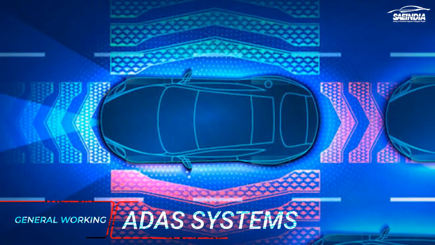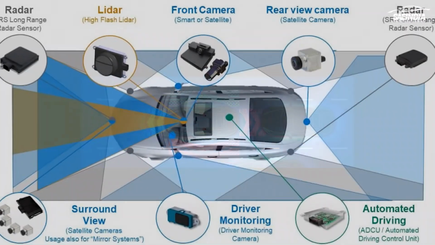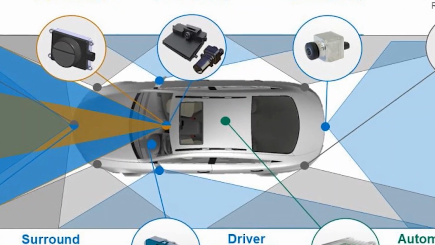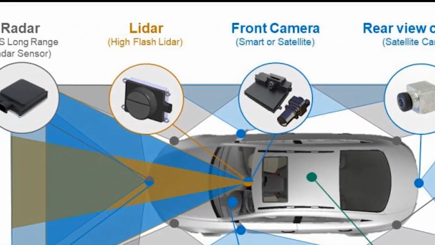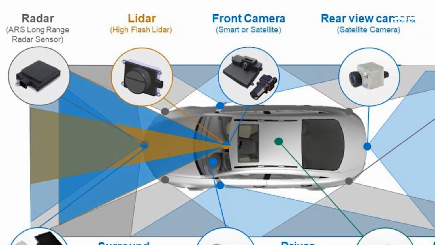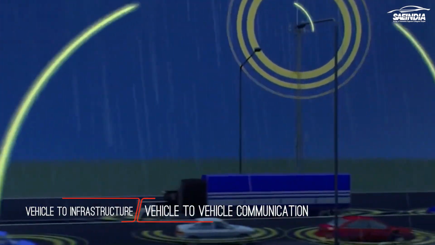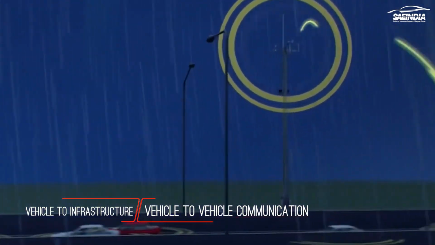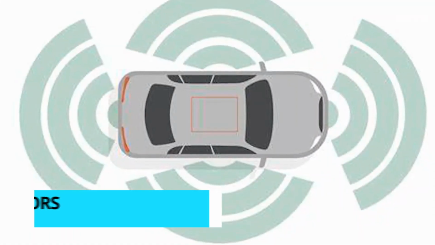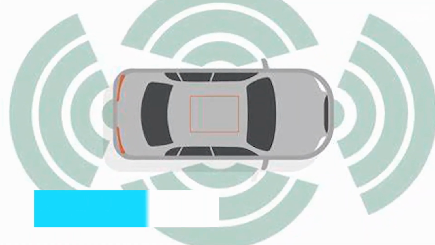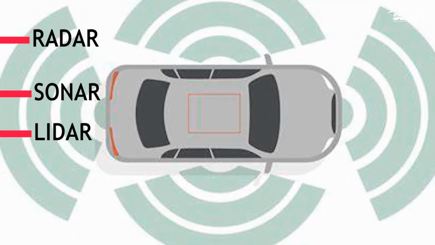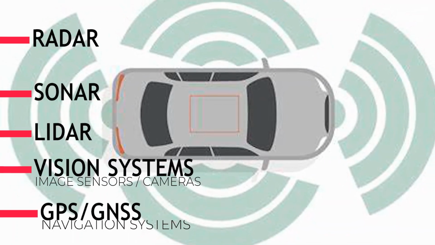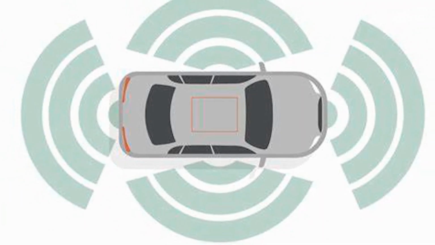The ADAS systems rely on data that describes the outside environment of the vehicle. The inputs come from multiple data sources including automotive imaging, LiDAR, radar, image processing, computer vision, and in-car networking. Other input sources can be vehicle-to-vehicle communication or vehicle-to-infrastructure communication. Let us explore the sensors used in ADAS in detail: the radar, the sonar, the LiDAR, the vision systems that are image sensors or cameras, and GPS or GNSS navigation systems.